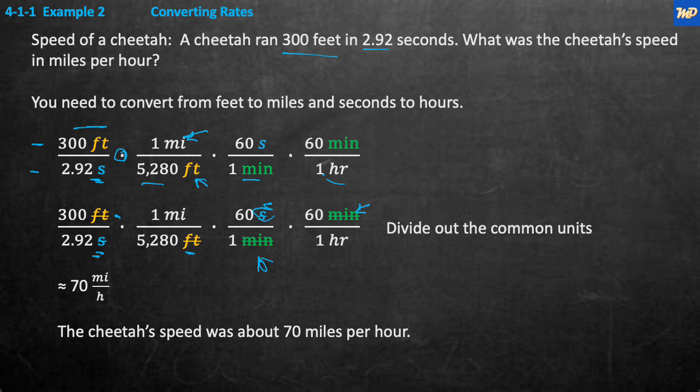So what do we have now? We have 300 times 1 mile times 60 times 60. There's your 3,600. And then we have divide by 2.92 and divided by 5,280 feet. Okay. And when you do all that multiplication, you're going to end up with approximately 70 miles per hour. Well, that's pretty darn fast. The cheetah's speed was about 70 miles per hour.